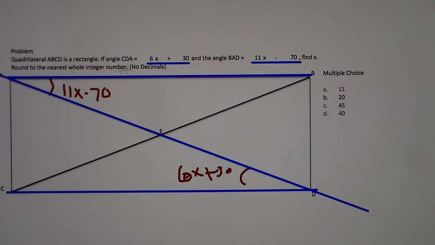So we subtract 6x from both sides. So then we have 5x. And then we add 70 to both sides. So 30 plus 70 gets you a 100. Divide by 5 on both sides. And 100 divided by 5 is 20. So the answer is B, 20.